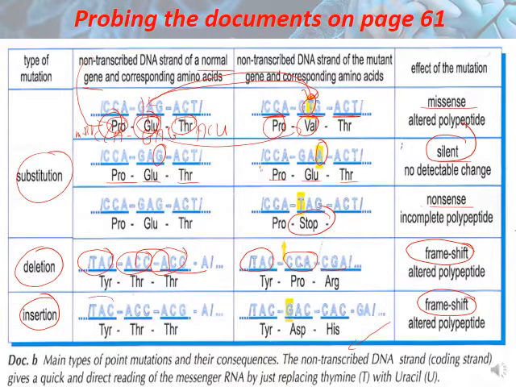So TAC. Here we insert a nucleotide, we inserted the G. So it becomes GAC. Then we have CAC, and finally we have G and A. So this is called frame shift.